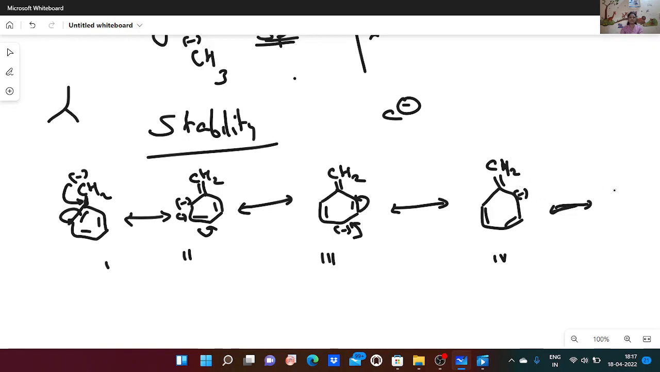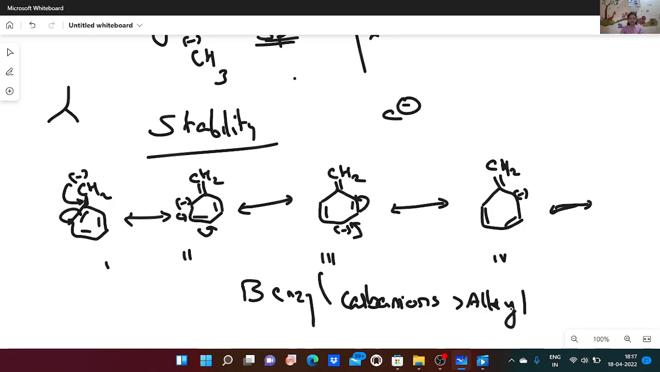So 4 structures are there, similar to carbocation. So we can say that benzyl carbanions are more stable. Benzyl carbanions are more stable than alkyl carbanions, because in alkyl carbanion there is no mesomeric effect. So this is stability due to mesomeric effect or resonance effect. Resonance or mesomeric. What we have just shown are the resonating structures. So mesomeric effect or resonance effect is operating in benzyl carbanion, and benzyl carbanions are more stable than alkyl carbanions.